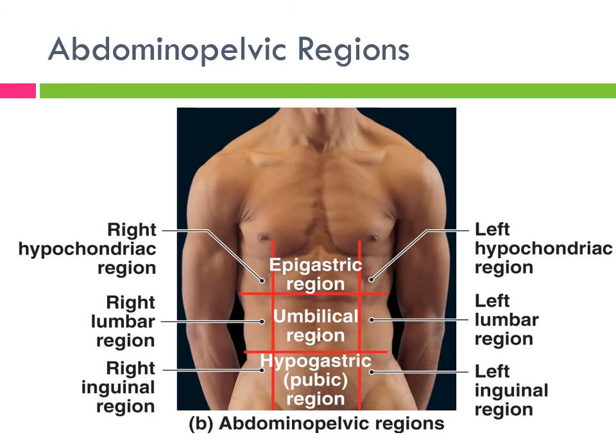Centrally, we have the epigastric region. The umbilical region is around the belly button, the umbilicus, and then below that we have the hypogastric region. So on the upper level, on the epigastric region, to the right we have the right hypochondriac region, so that would be below the ribs, and the left hypochondriac region. Below those we have the right and left lumbar region, so that is that sort of low back. And then below that we have the right and left inguinal region.